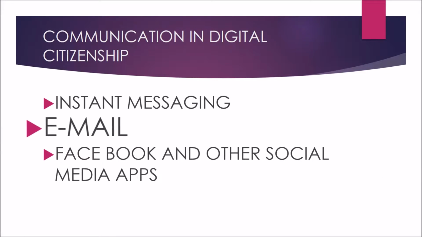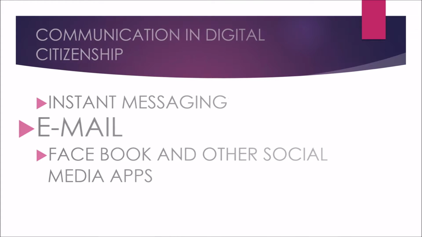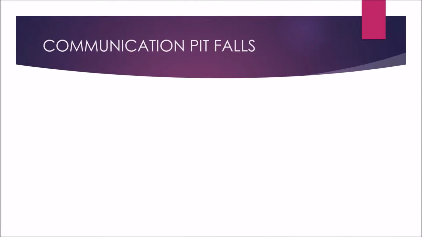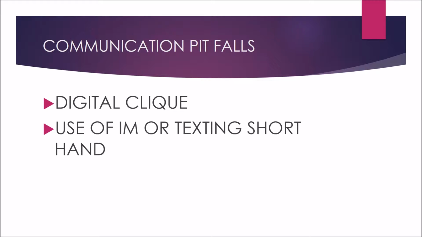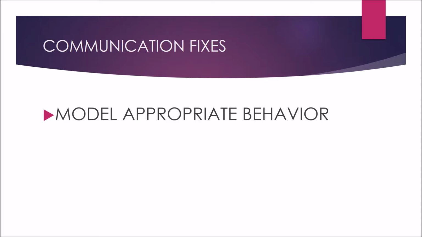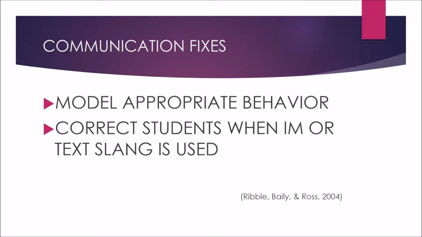Communication refers to instant messaging and email technology. Facebook and other social media sites can be included in the communication category as well. Examples of inappropriate use include, but are not limited to, what Ribble, Bailey, and Ross refer to as digital clique, where certain students are excluded from other students' cellular phone books, and the inappropriate use of instant messaging and email shorthand or slang in actual writing, leading to poor grammar and writing skills.